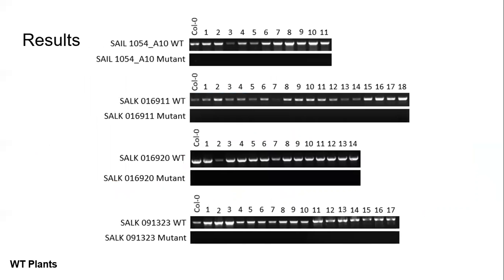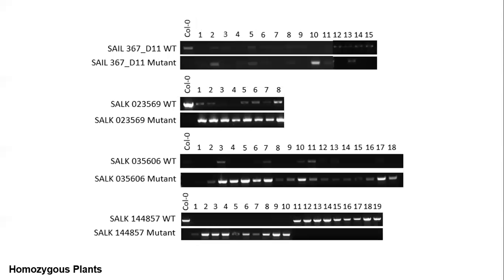After conducting PCR using Columbia 0 as our control, we found that these lines were not wild type, meaning that there was an insertion in those lines. We know this because only a band using the wild type primers, which is the top band, showed up, and not with the mutant primers, which should be on the bottom band. More interestingly, these lines were found to have at least one homozygous plant in each line.